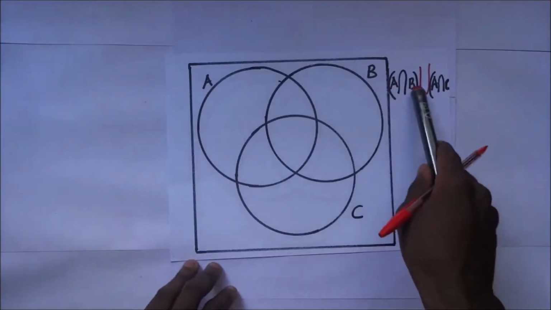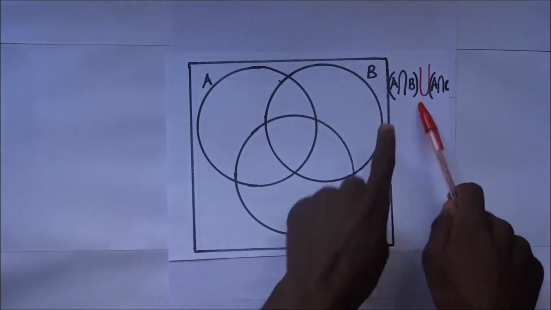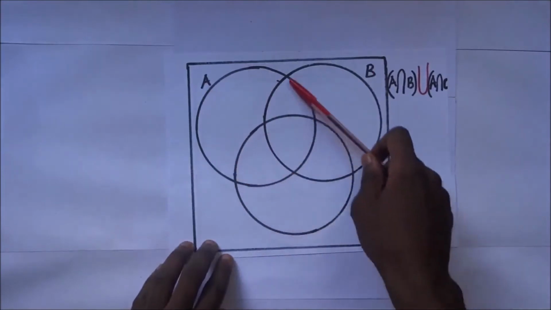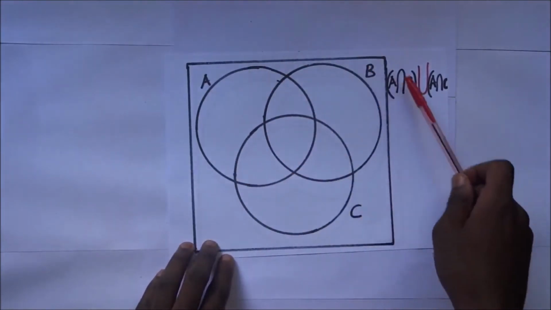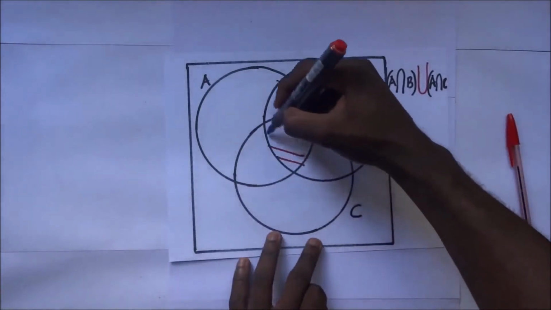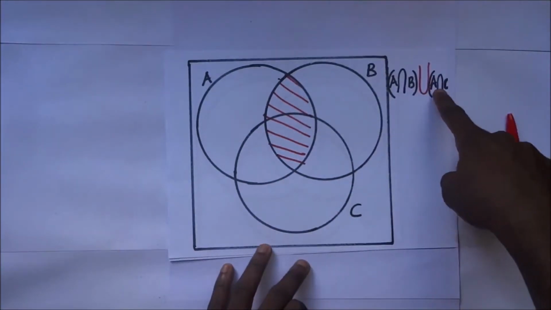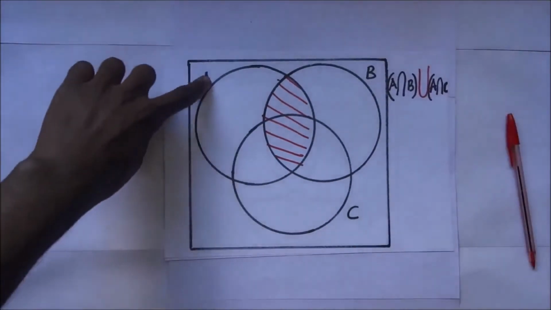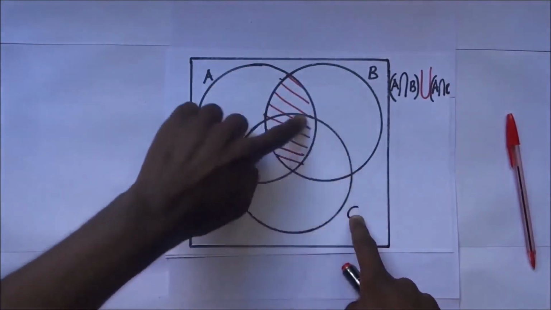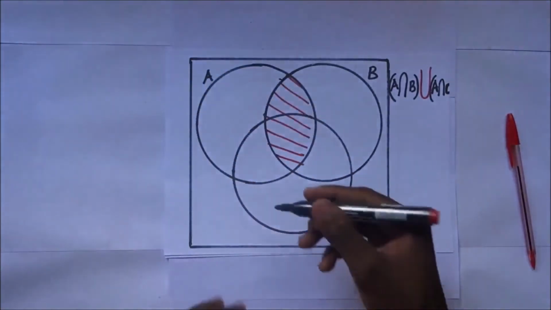Then we have A intersection B union A intersection C. So we have A intersection B first. What is A intersection B? This is set A and that is set B. So their intersection is this. So we shade it. This is their intersection. Then we have A intersection C. So we have set A and set C. This is set A and this is set C. So their intersection is this middle part. So the intersection of A and C is also here.